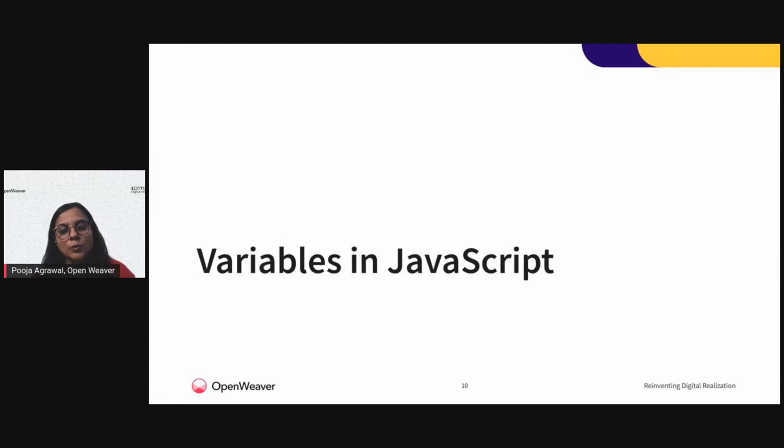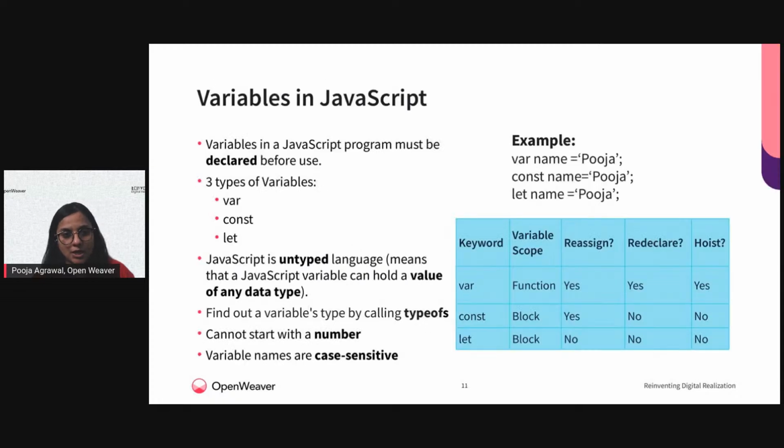So let's talk about variables in JavaScript. You would say, was it that interesting? Yes. There are three types of variables that you can have in JavaScript: either it is var, const, or let. So why do we have these three and how are they different? Let's talk a bit on that part.